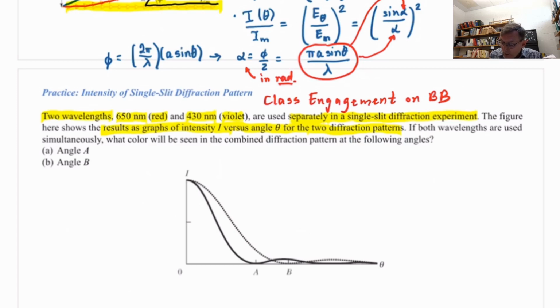Now suppose we use both wavelengths at the same time. We shine them both on the same slit at the same time. What color will be seen in the combined diffraction pattern at the following angles on the viewing screen? This point, that's called angle A, and that point, angle B. What color light will be observed at point A on the viewing screen and at point B? That's what you answer for the class engagement.